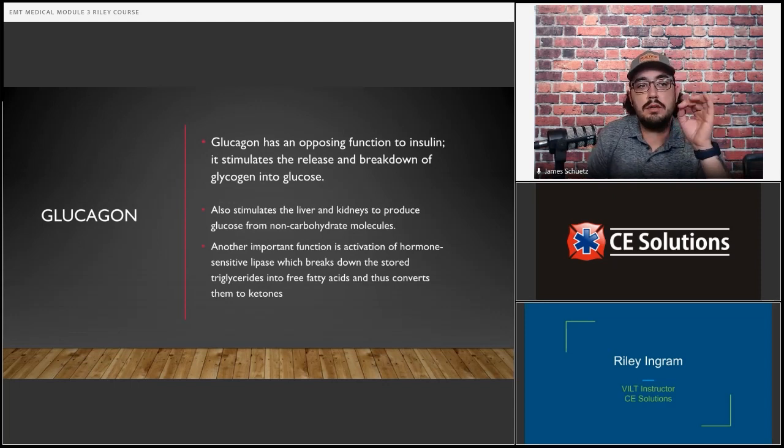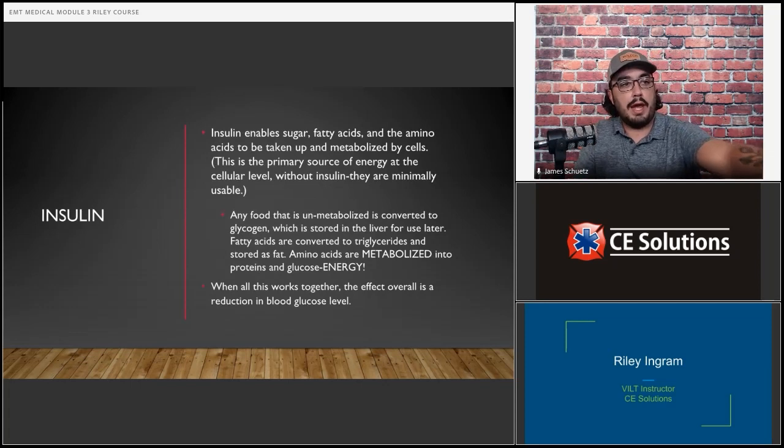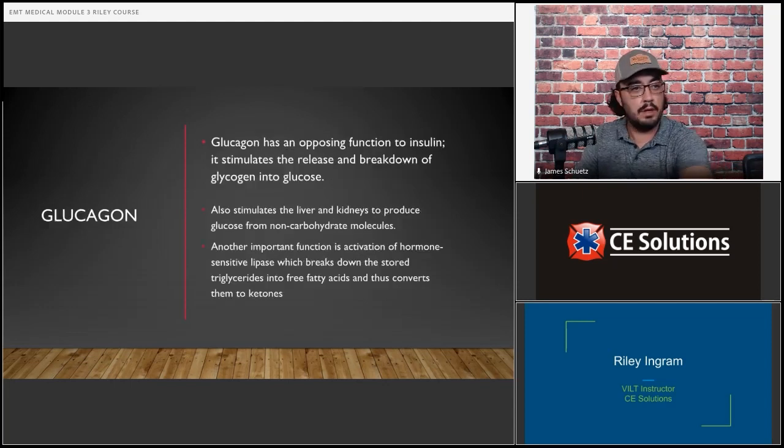It has an opposing function to insulin. What this does is stimulate the release and breakdown of glycogen into glucose. So let's go back real quick. Any food that is unmetabolized is converted to glycogen, and that glycogen, like we said, is stored in the liver for use later. Glucagon stimulates the release and breakdown of glycogen into glucose. Glucose is the actual byproduct that the cells use as energy.